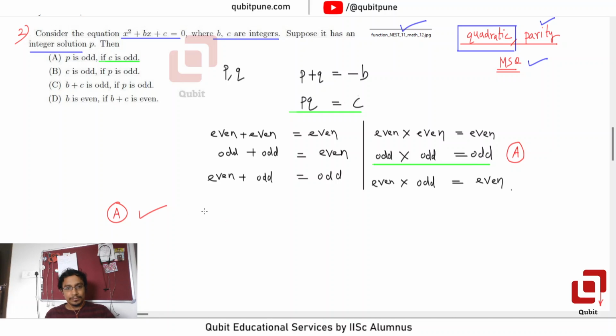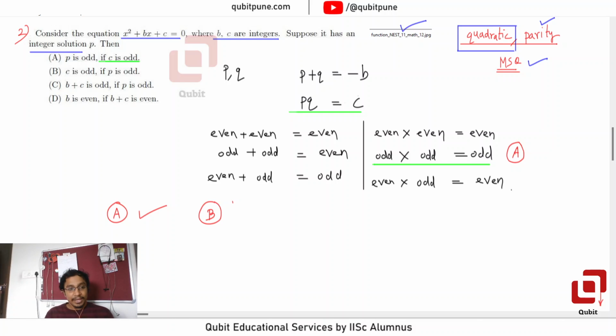Go to B. C is odd if p is odd. Now in this option, it is given that p is odd, but they're saying c is odd. Now see, it may be true in some cases, but when we are selecting it as a correct option, we need to make sure that no other case exists which contradicts the claim in that particular option.